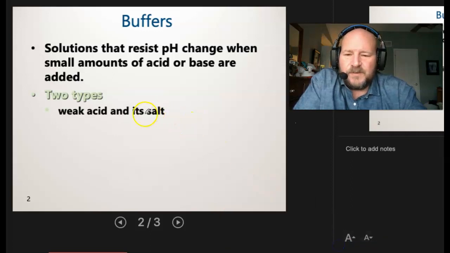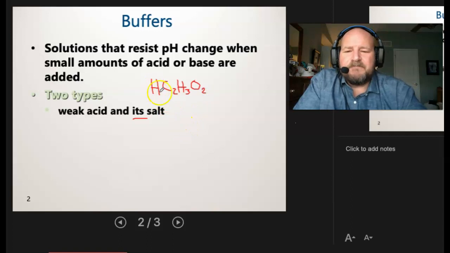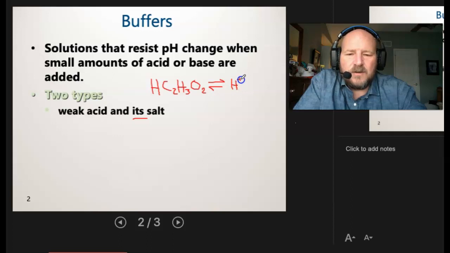So what do I mean by its salt? Well, let's take a look at a weak acid. Vinegar is a weak acid we're very familiar with. We've used it in the past to explain a couple of other processes, but we know it's going to be the acid of the acetate. That's my protic hydrogen here on the end. We can put that into a double-headed arrow with H plus and the acetate, the C2H3O2, which of course has a minus charge.